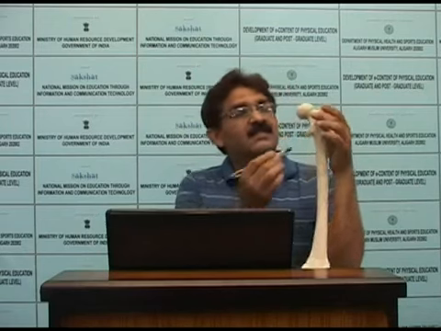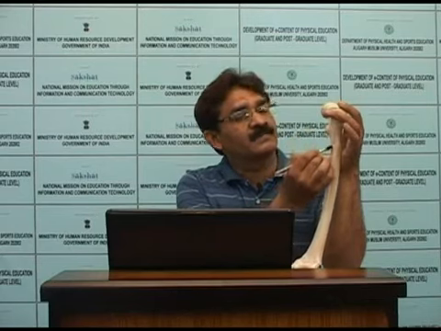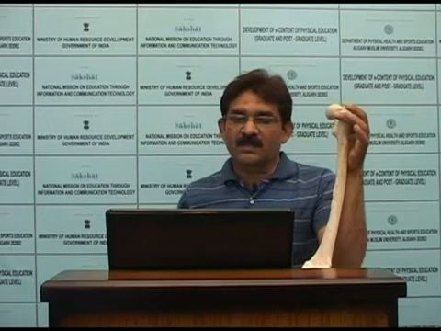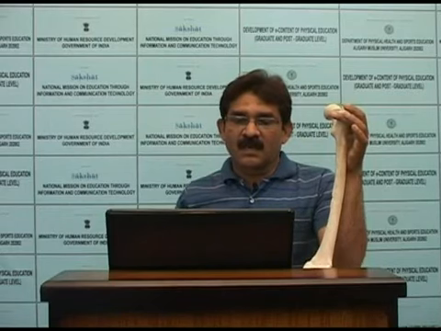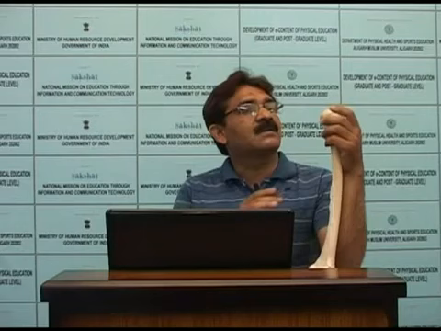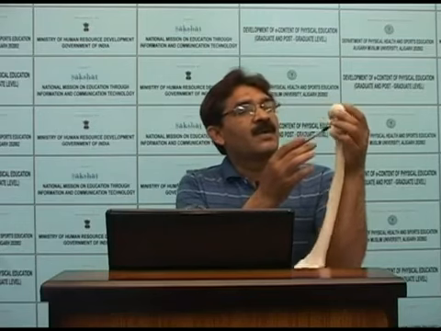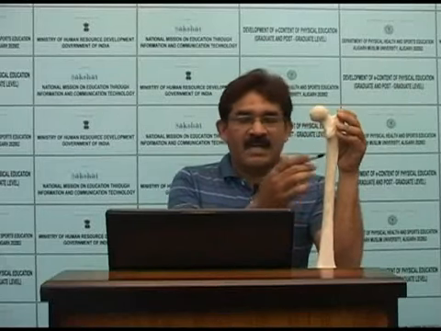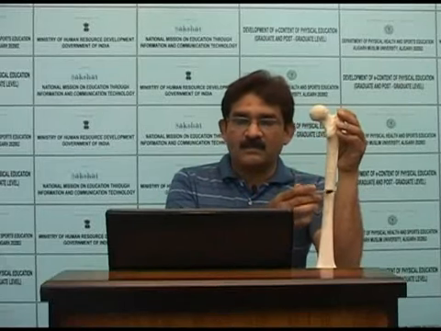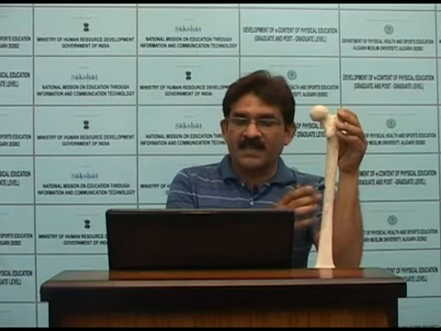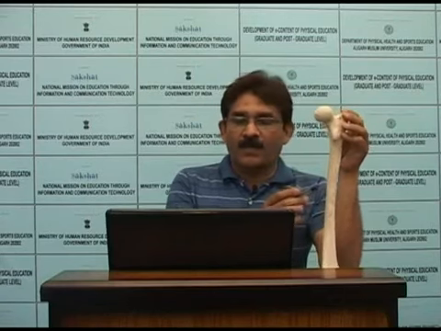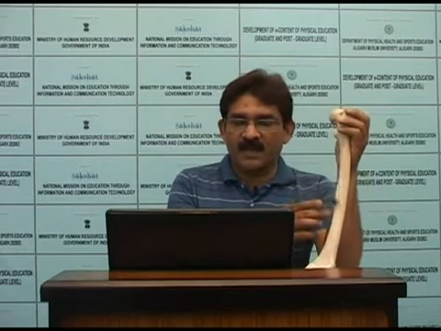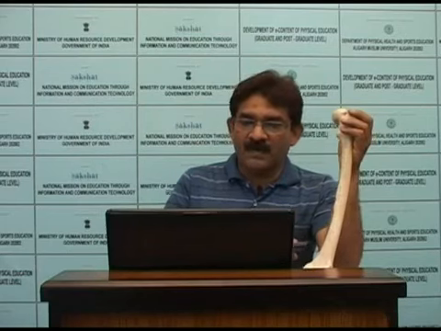This is the intertrochanteric line, in which both trochanters are involved. This is the intertrochanteric crest, and this is the shaft, with the linea aspera, gluteal tubercles, pectineal line, and popliteal surface.